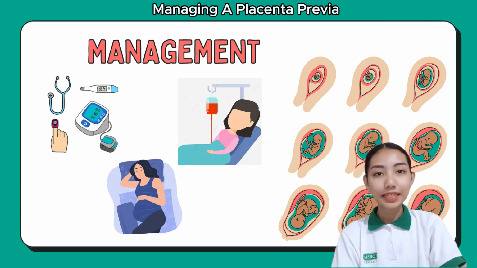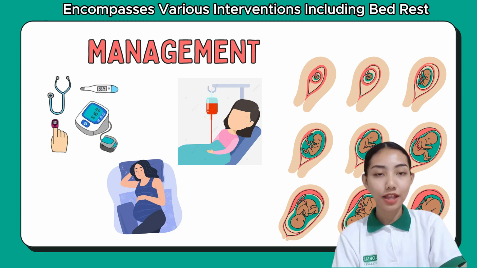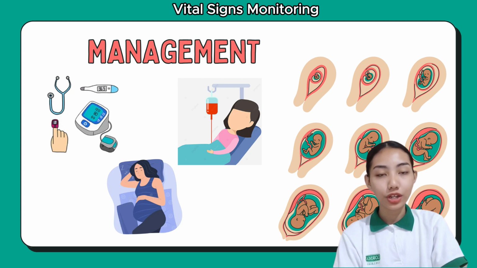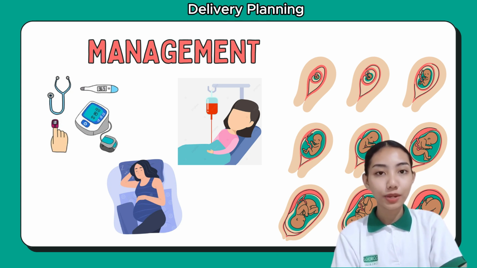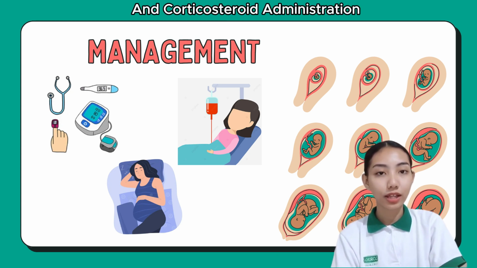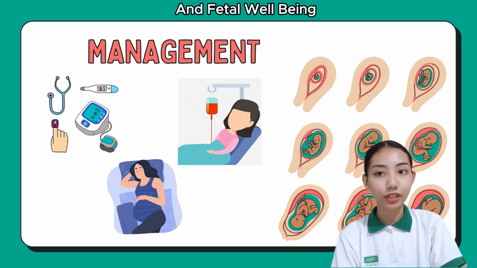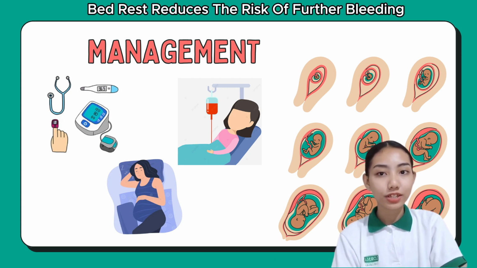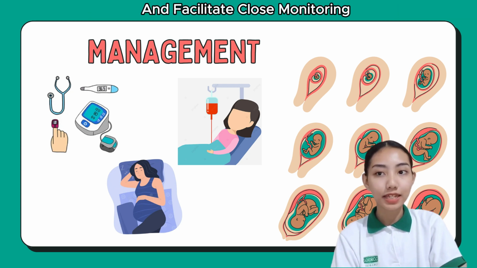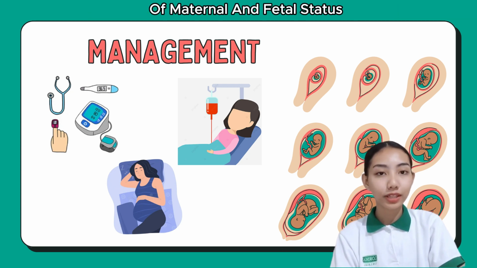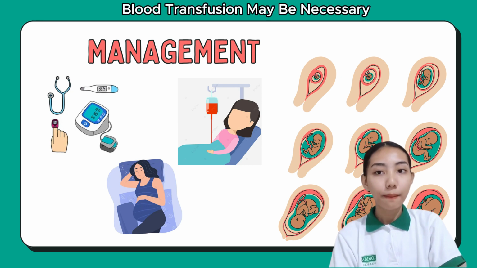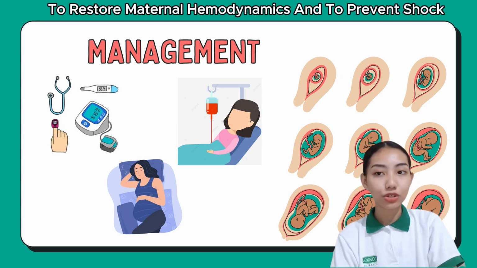For the management, managing a placenta previa encompasses various interventions, including bed rest, vital signs monitoring, blood transfusion, delivery planning, and corticosteroid administration. These strategies aim to optimize maternal and fetal well-being while minimizing the risk. Bed rest reduces the risk of further bleeding and facilitates close monitoring of maternal and fetal status. Blood transfusion may be necessary to restore maternal hemodynamics and to prevent shock.